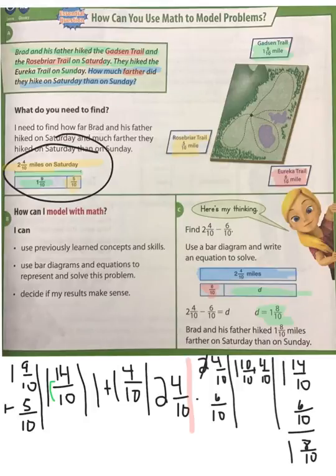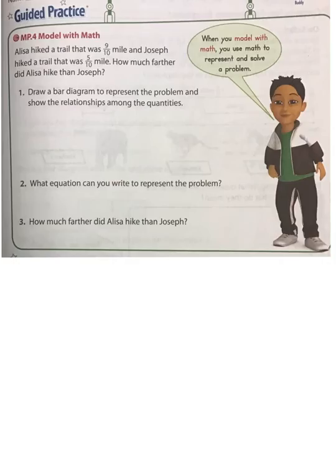So today what you're doing is you're going to use story problems that have multiple steps and picture diagrams to draw out your problems. So now we are going to go ahead and do the guided practice together. After this, I'm going to have you try the independent practice on your own, but I'm also going to do it so you can check your work. All right, you will also have to do these bar diagrams on your math test, so make sure that you're understanding them. Alicia hiked a trail that was 9/10 of a mile, and Joseph hiked a trail that was 5/10 of a mile. How much further did Alicia hike than Joseph?